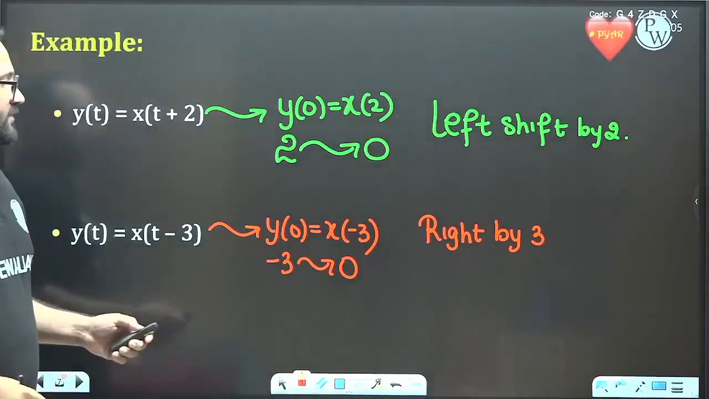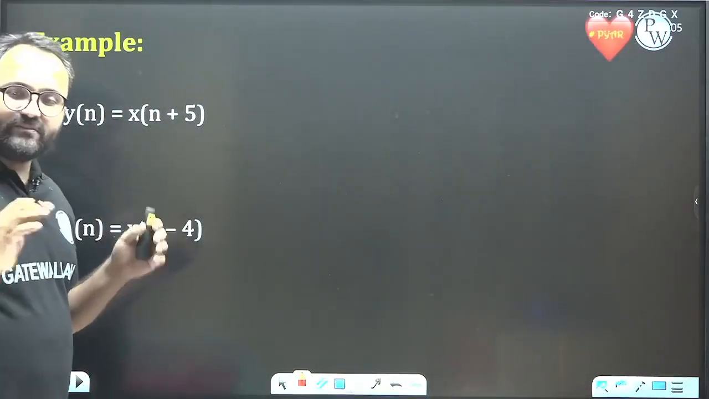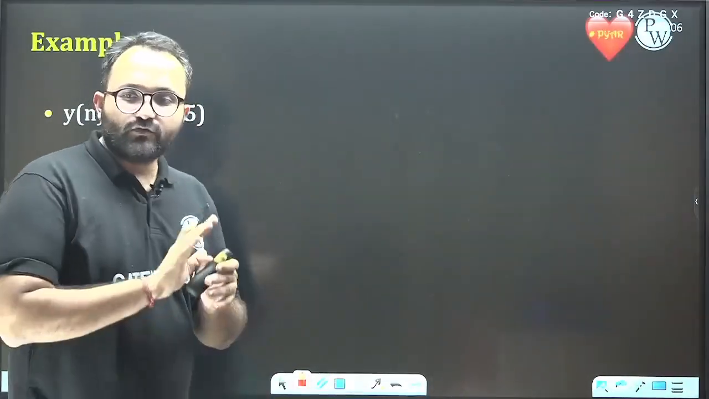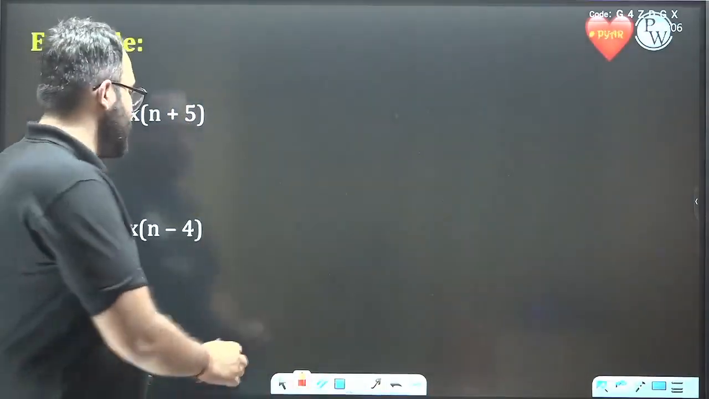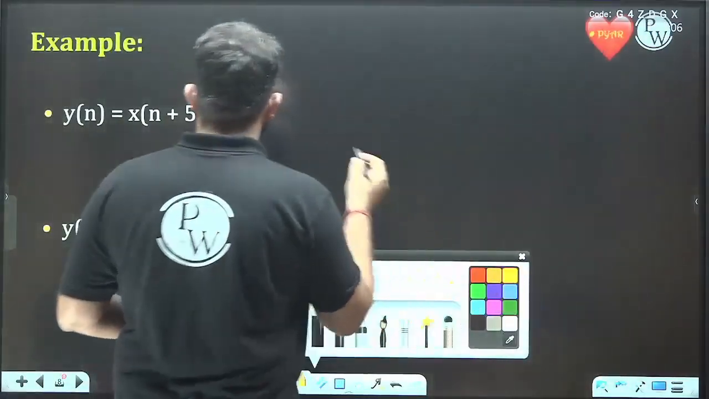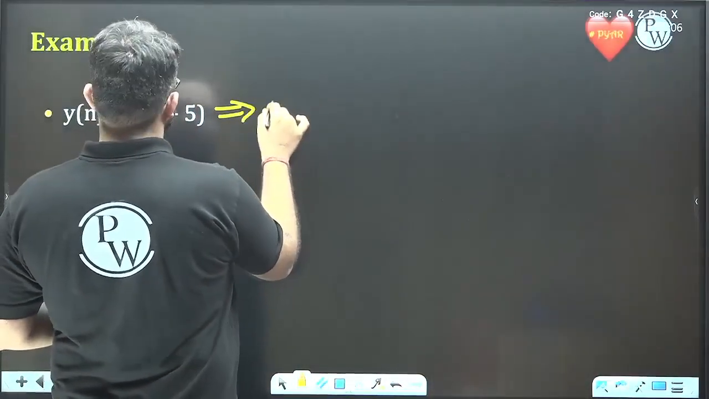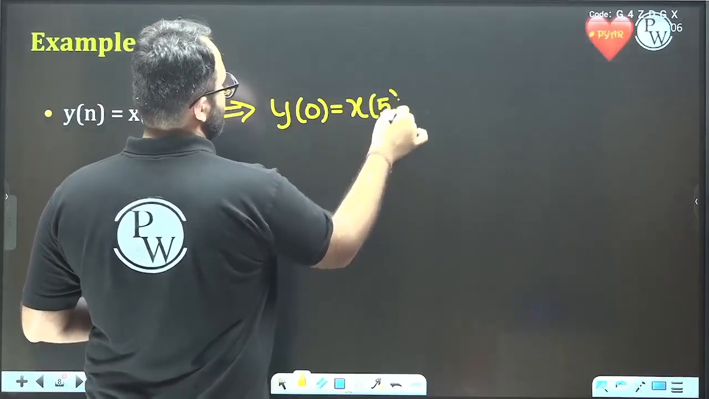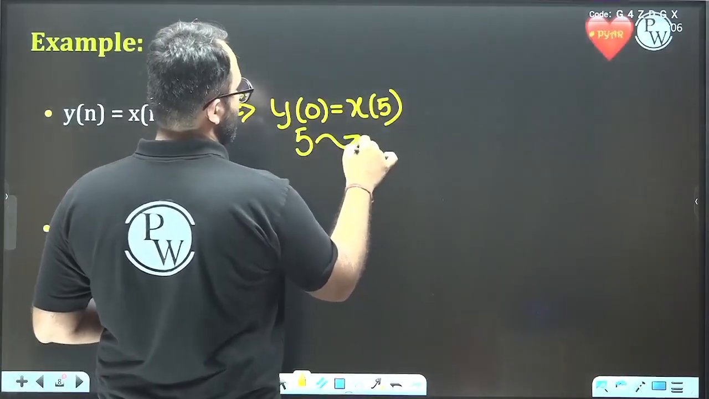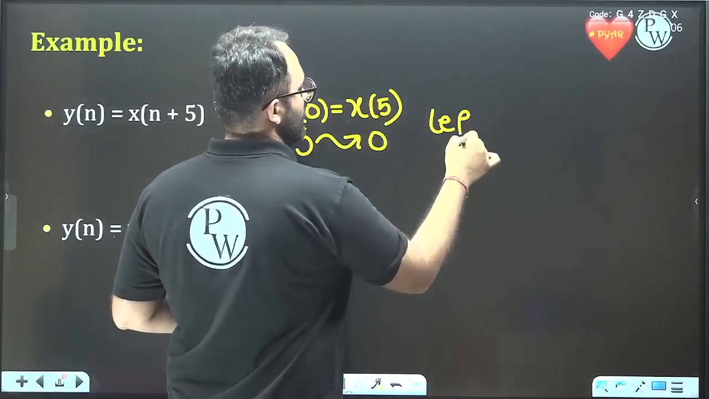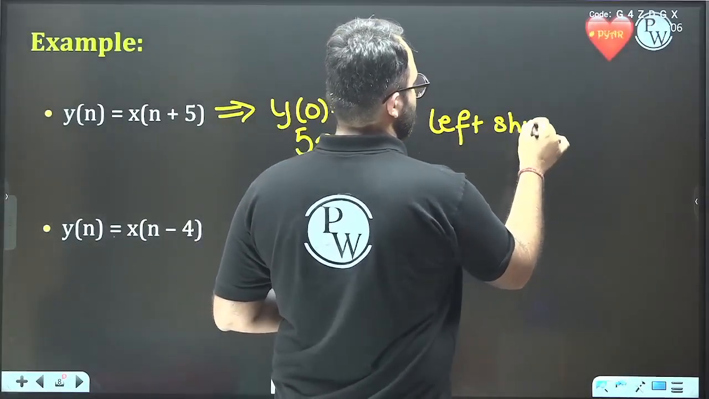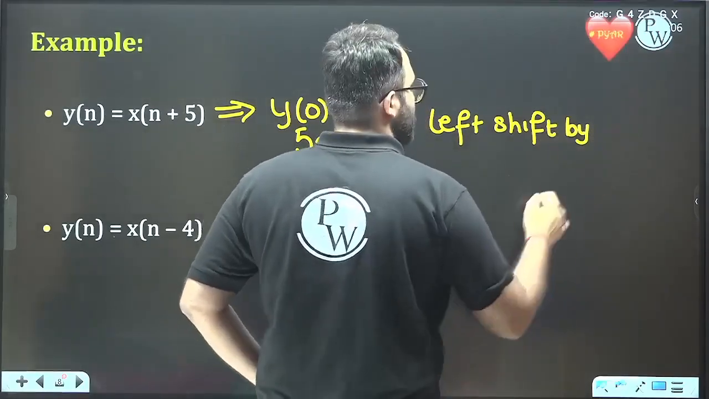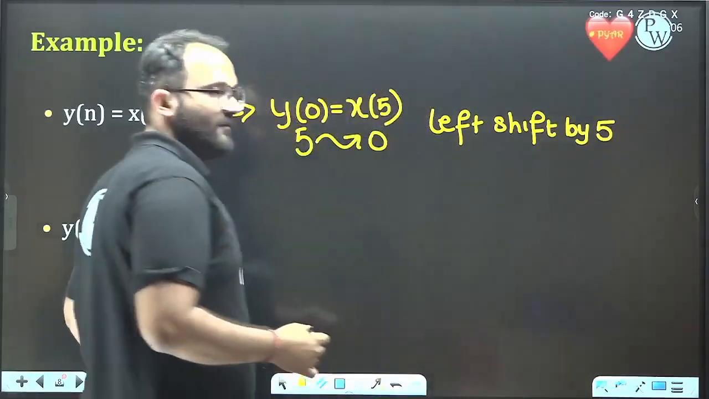In exactly the same manner we have the discrete cases. There is no difference in the analysis. We can easily get the result from here also. That is, y[n] equals x[n plus 5], that is, 5 is going to 0, which means left shift by 5.